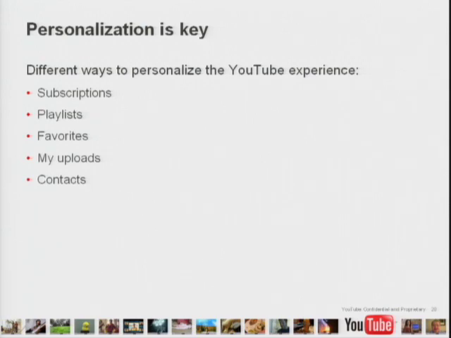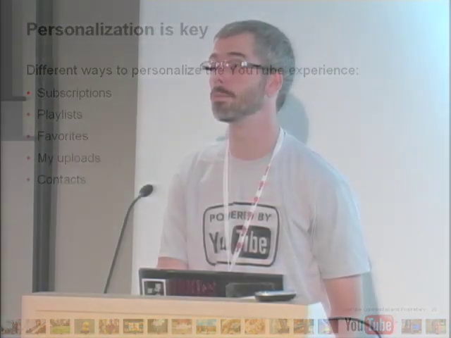Some of these you may have used on YouTube yourself, some of them you may not. Subscriptions allow you to be notified when new videos are available, either from certain users or matching certain queries. You can use playlists and favorites to manage content that you like or that you're interested in. Obviously, you can point people at your own uploads to share your videos with them. And also, people can manage their contacts, the people that they want to share and receive videos from on the site.